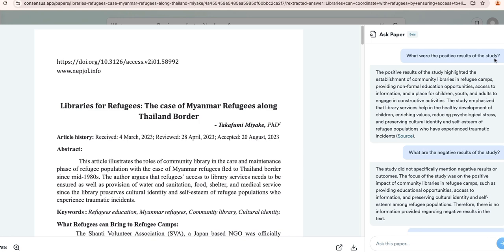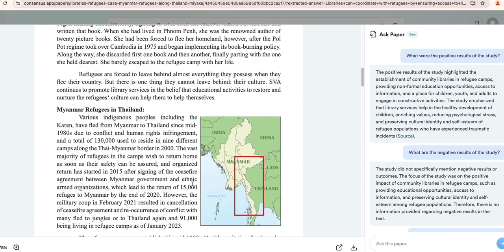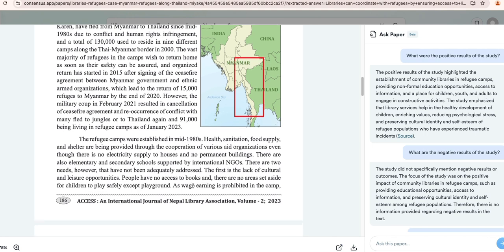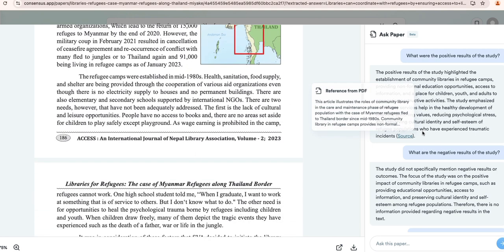I'm going to ask this paper a question, and I've already tried that. So, what were the positive results of the study? And it talks about that. So it goes through, and already, if you don't have much time and you want to quickly figure out what is useful about this article, you can find out, well, the positive results did all this stuff.